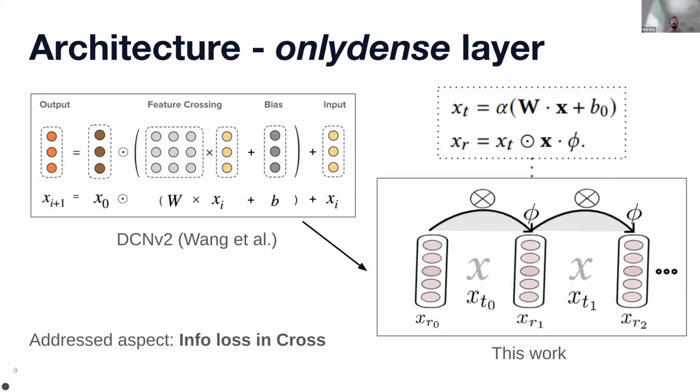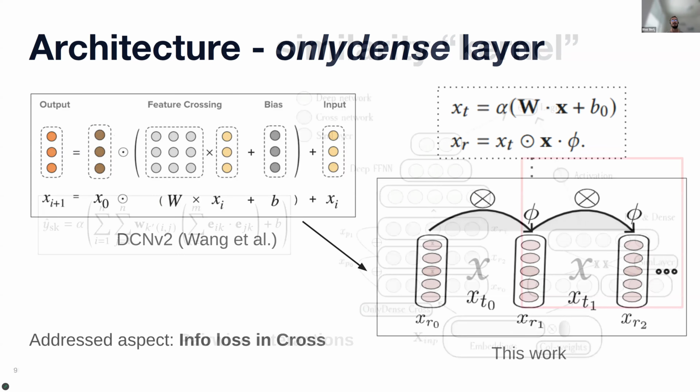However, as soon as we have multiple cross layers, which is normally what we require, we observe that we might need comparatively fewer only dense layers to achieve similar performance. And finally, because these are of the same dimension, they get fused during compilation. So this only dense layer addresses the aspect of information loss in the cross layer.